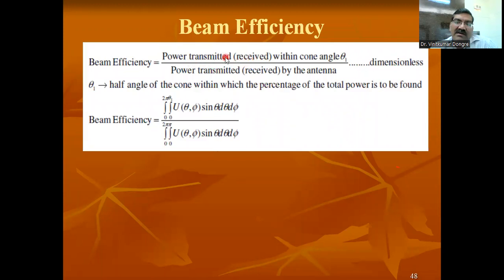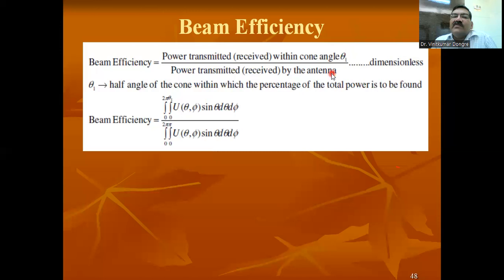Most of the understanding is comparatively easy in the case of the transmitting antenna, though it is also applicable to the receiving antenna. So generally we consider the transmitting antenna, because for visualization it is easy. For receiving it can also be considered. So, power transmitted within a cone angle of theta. Whatever power you are transmitting in a cone angle, which is a solid angle of a particular cone angle theta, and the power transmitted or received by the antenna.